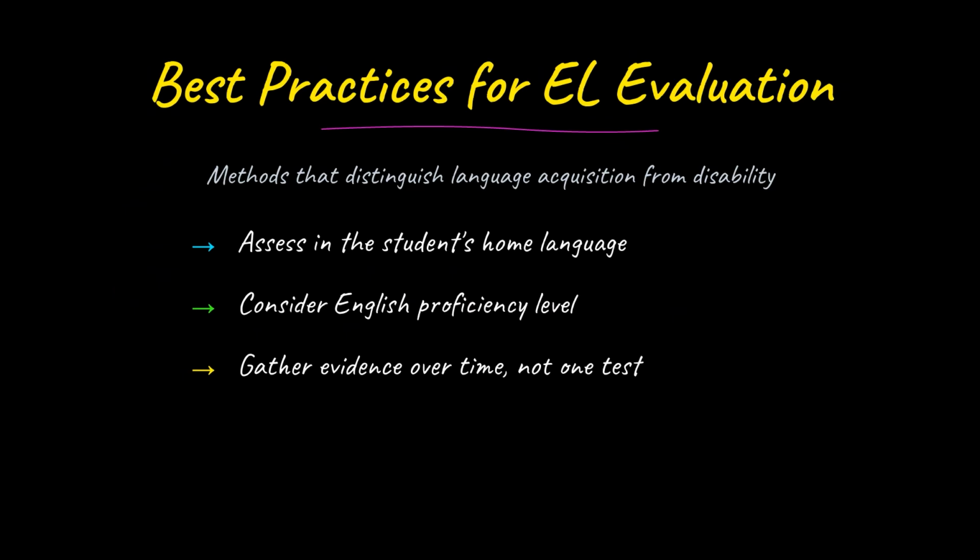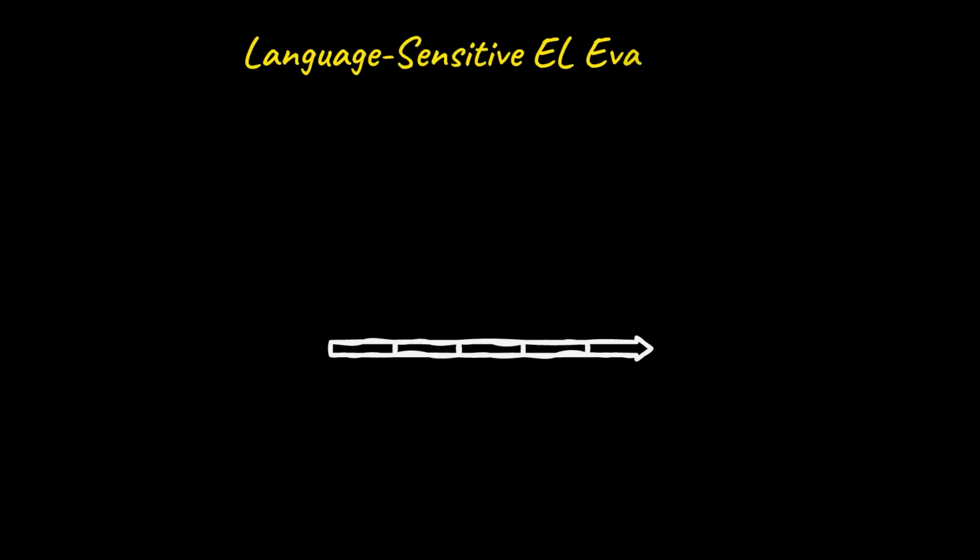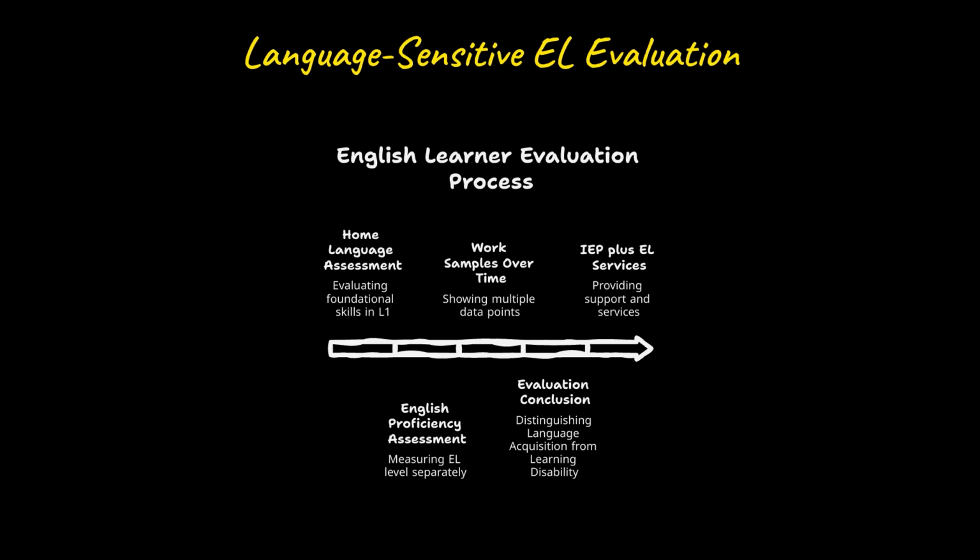Teams must never identify a disability based solely on limited English proficiency, and when a disability is confirmed, students receive both language acquisition services and disability-related services. In practice, a complete evaluation looks like this. The team uses the home language to test foundational skills, measures English proficiency separately, reviews classroom evidence over months, and only then draws a conclusion, one that may result in an IEP alongside continued English learner services.